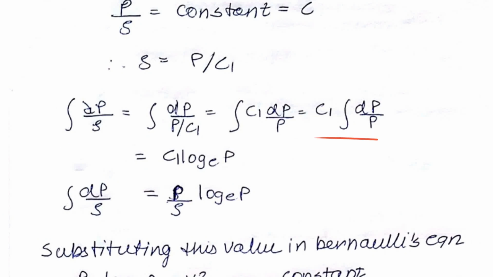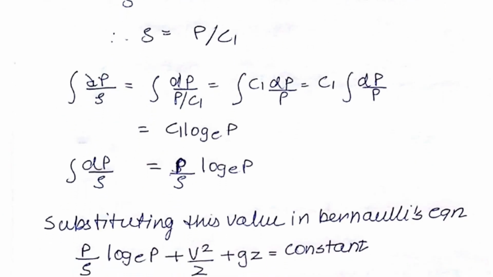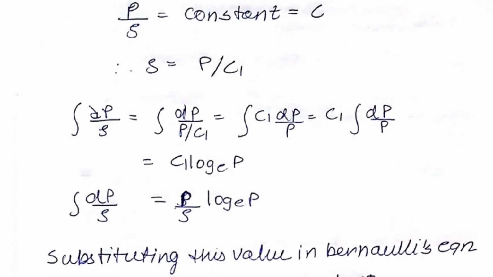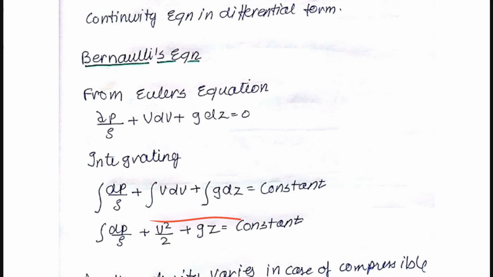After we integrate dou p divided by p, we can replace this by log to the base e of p. So we get this as the value of dou p divided by rho. Here, the value of c we can replace as p by delta. So we get the value of p divided by rho into log e of p. Basically, we have found the value of this particular part.